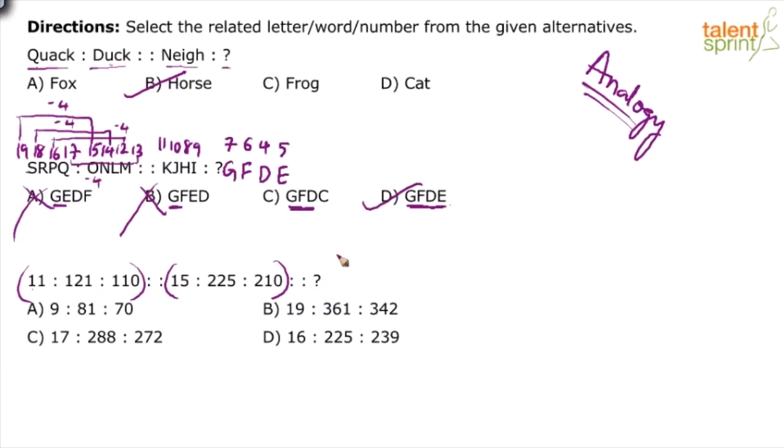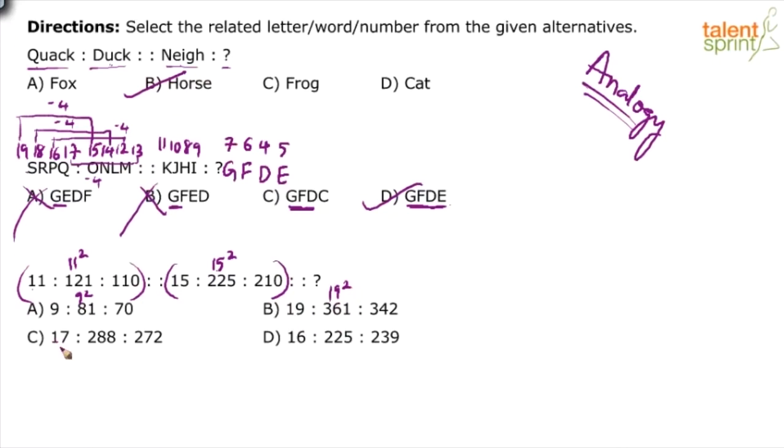Now very quickly, as soon as you see 11 and 121, you get to know that this is 11 squared. Similarly, 15 and 225, this is 15 squared. So the second number in the triplet is actually the square of the first number, right? So if you'd like to verify this in the options, do it very quickly. Now if you see the first option, 9 and 9 square, yes, option A satisfies that. Look at option B, 19 and 19 square. Yes, 19 square is 361. So option B also satisfies.